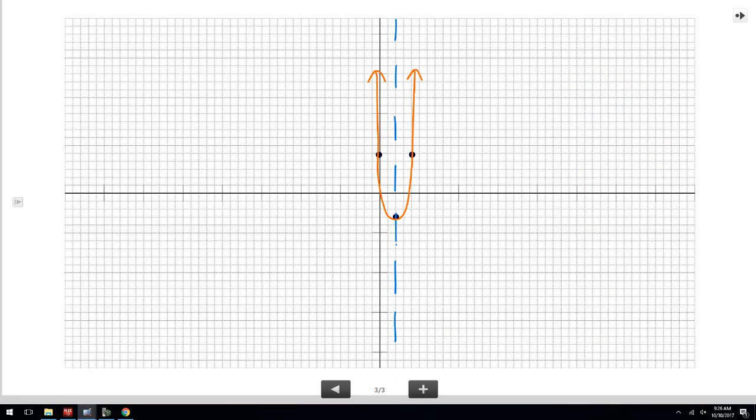Alright. Last one, number 3. So we graphed number 3 on Thursday. Is it a minimum or a maximum? Minimum. What's that value? Every single time is your vertex. Where's your vertex go? 2, negative 3.